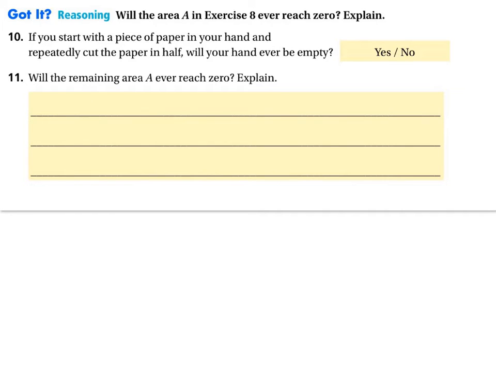If you start with a piece of paper in your hand and repeatedly cut the paper in half, will your hand ever be truly empty? Go ahead and take a guess, and we'll talk about it in class tomorrow. And then explain whether or not the remaining area will ever reach 0.